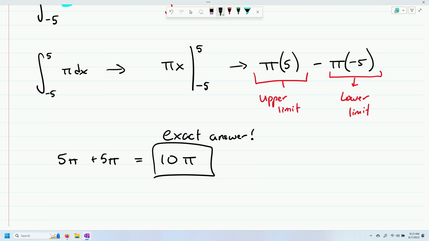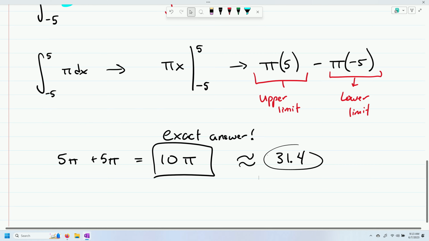So 10 pi. But this is approximately 31.4 rounded to the nearest tenth of a decimal. And this is good enough if the problem says, hey, round to the nearest decimal place, like the nearest tenth or the nearest hundredth or thousandth or something like that.